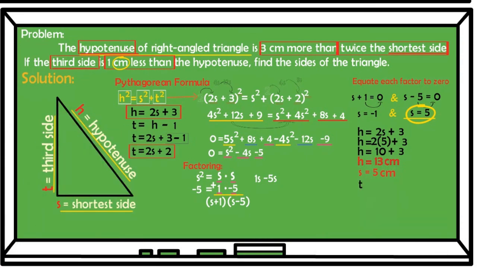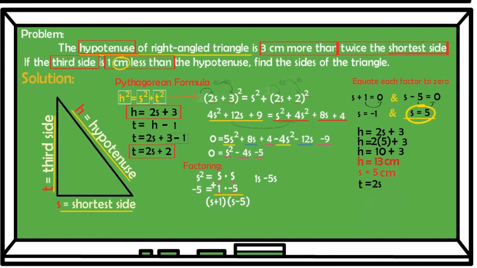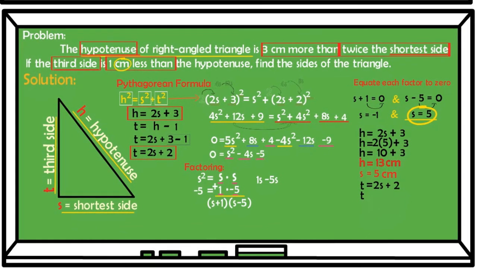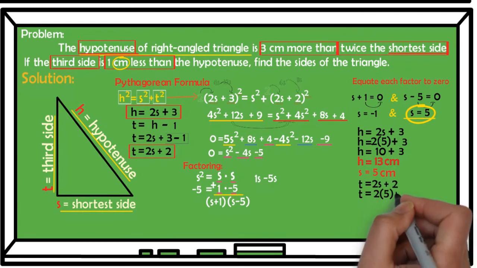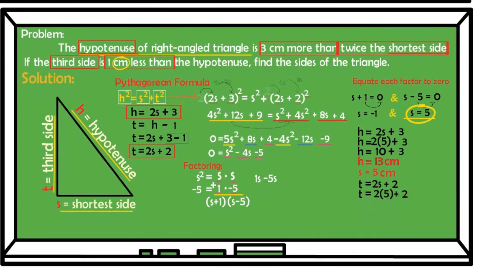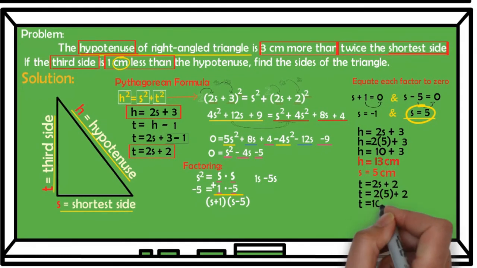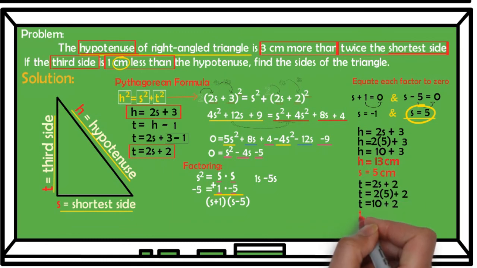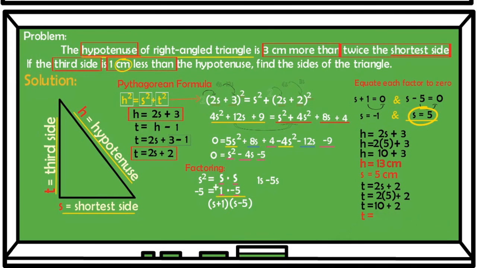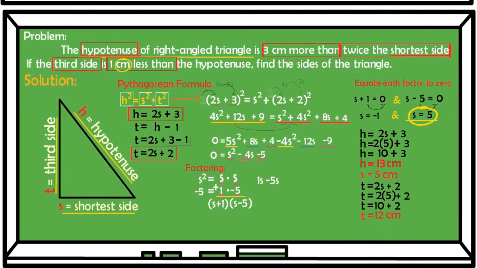Okay, to compute for the third side, to find the value of the third side, just substitute the value of the shortest side to the equation 2s plus 2. So that is now 2 times the value of s is 5 plus 2. Then 2 times 5, that is equal to 10. And 10, just write down plus 2. Then 10 plus 2, we have, very good, 12. So the value of the third side is 12 centimeter.